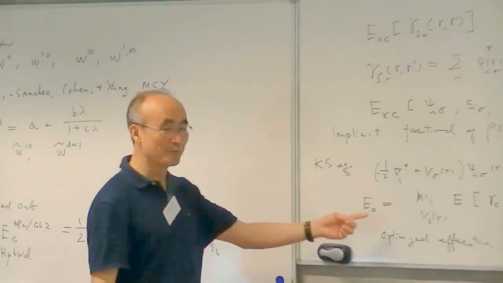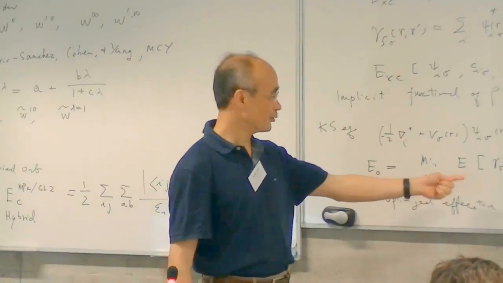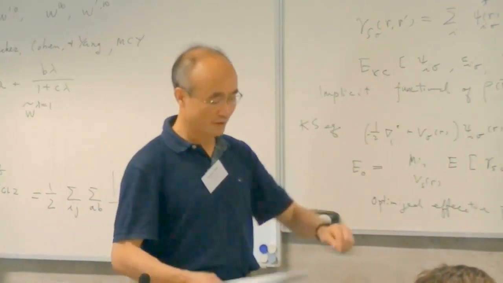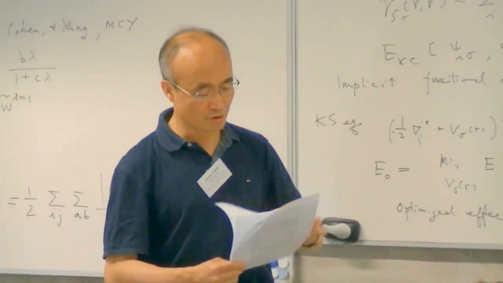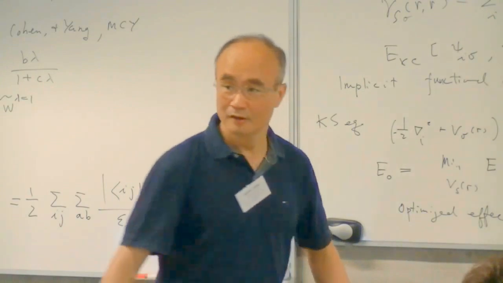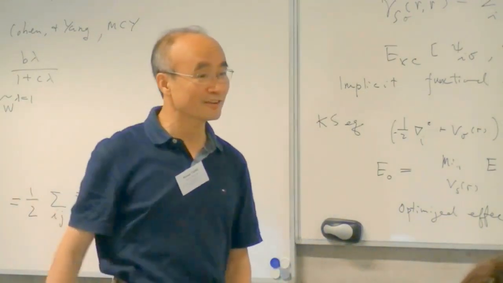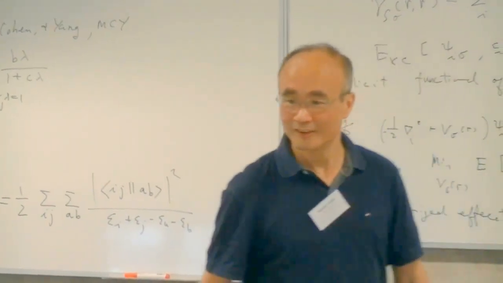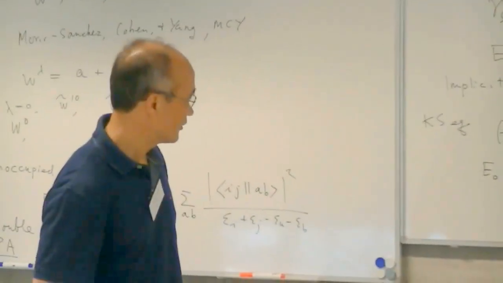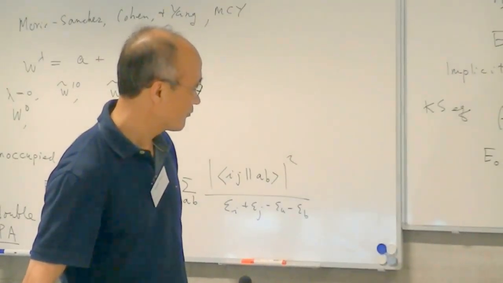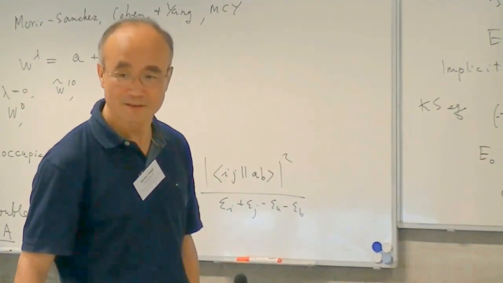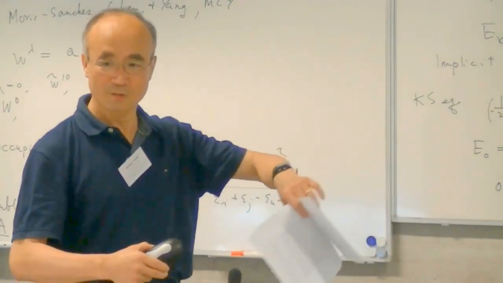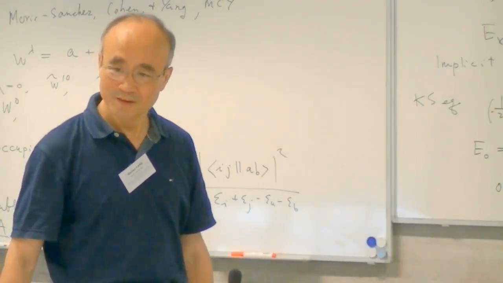So it may look quite complicated. You will have to do many, many Kohn-Sham calculations with different trial potentials. Okay, but we have questions. Yes. Just in this, does the Kohn-Sham potential not depend on spin? It does. The Kohn-Sham potential can have two components, one for spin up and one for spin down.